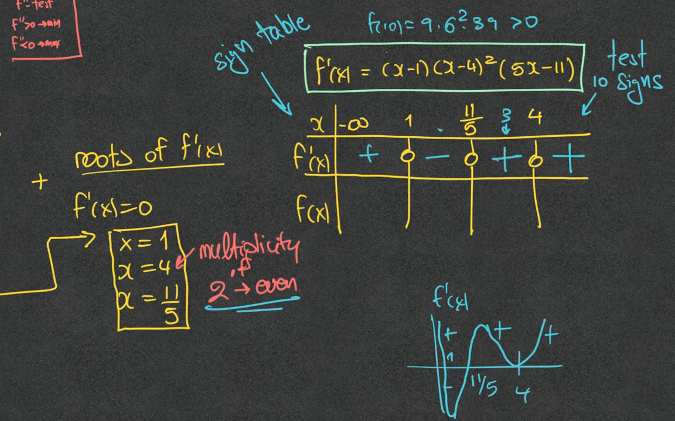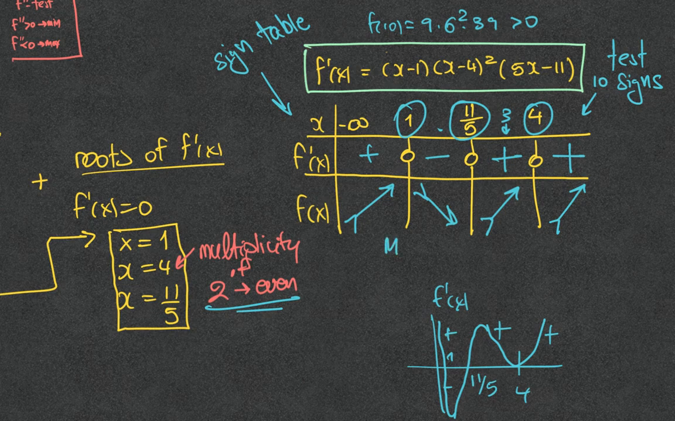Now what that means about my function, this is the study of the sign of the derivative function. That means that my function increases from negative infinity to 1, then decreases from 1 to 11 over 5, and then it increases again. And don't forget, for all of those, 1, 11 over 5, and 4, is where my derivative is going to be equal to 0, right?